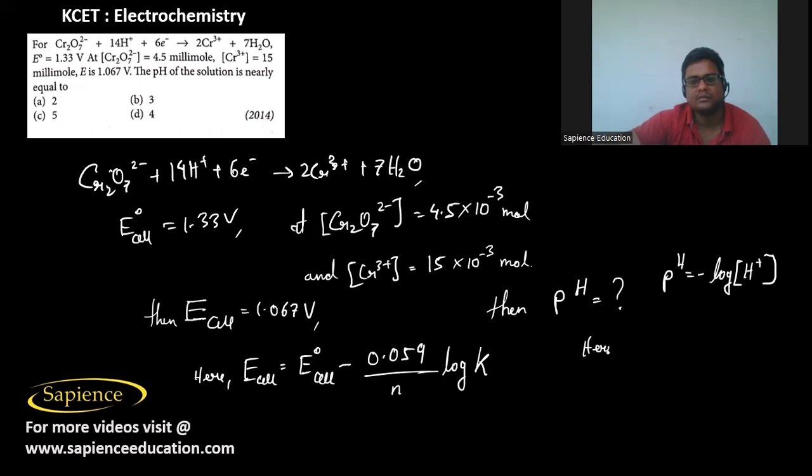So here the equilibrium constant K will be equal to the concentration of Cr3+ whole square into the concentration of H2O whole power 7. Now since H2O is a liquid, we can take its concentration as 1 only, so we don't have to take that in the equilibrium constant. So that is the concentration of Cr3+ whole square by the concentration of H+ whole power 14 into the concentration of Cr2O7 2-.